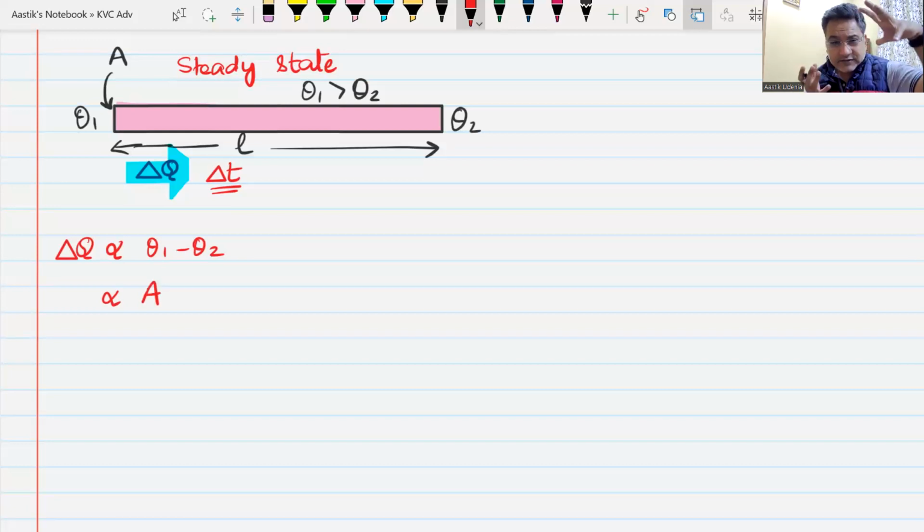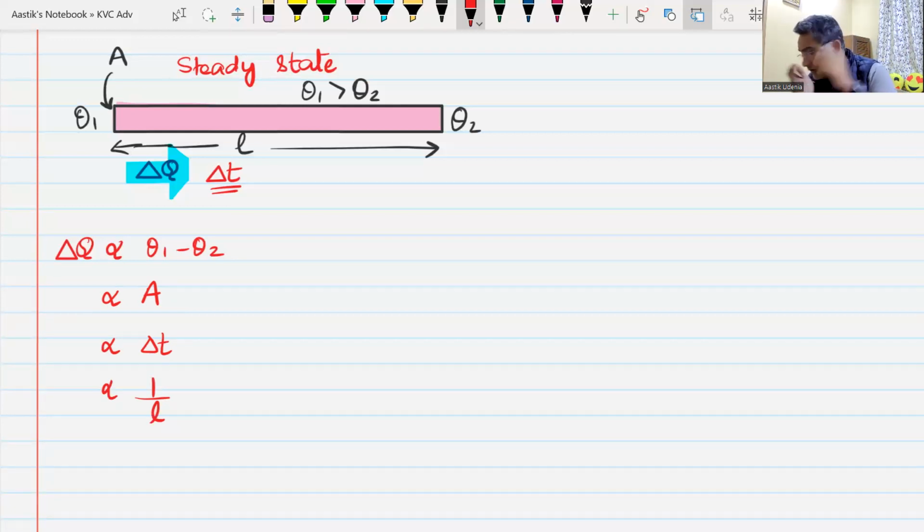If the rod is thicker, more heat will flow. The rod is thinner, less heat will flow. It will be proportional to the time, how much time that heat flows. If I put this rod for 5 minutes, less heat will flow. If I put it for 1 hour, probably more heat will flow. It is inversely proportional to the length. Shorter rod, more heat will flow. Bigger rod, less heat will flow.